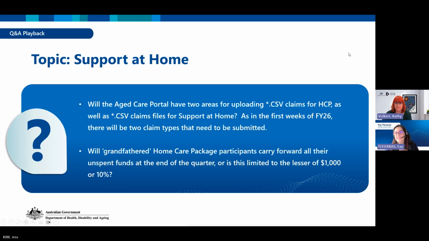And I did notice, in the Q&A chat, someone asked about NAPS IDs and GPMS. We'll get to that one later. I haven't forgotten you. So moving on to the next one: will the aged care portal have 2 areas for uploading a CSV claim for HCP as well as the CSV claims for Support at Home? As in, the first 2 weeks in the financial year 26, there will be 2 claim types that need to be submitted. Any thoughts on that one, Kathy?